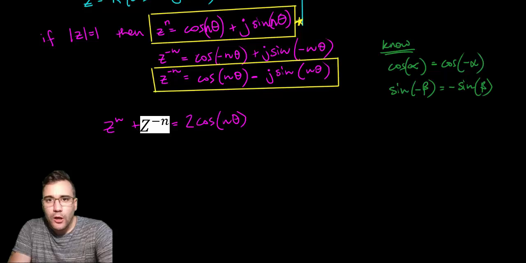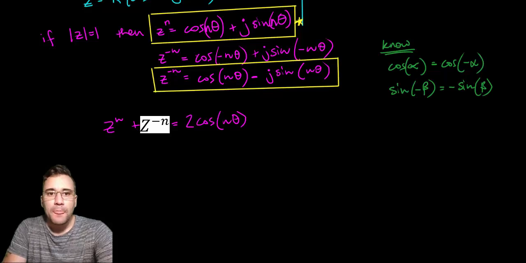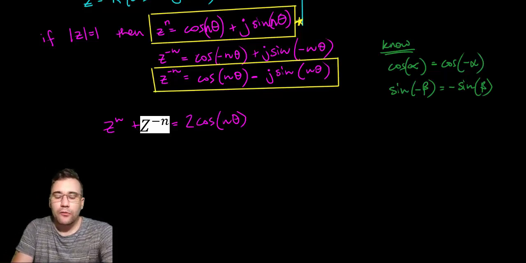And then we've got a plus j sine n theta, so we've got j sine n theta plus negative j sine n theta. So we've got this thing plus the negative of that thing, so it's going to cancel out, right? So it's going to be 0. So here we go, this is interesting. And what else have we got?